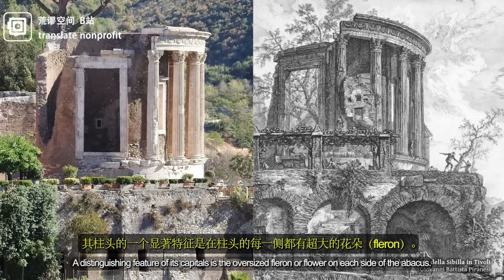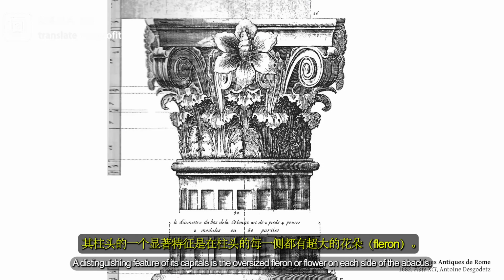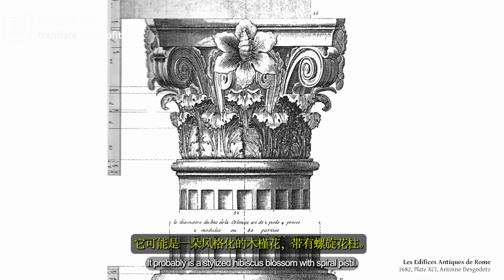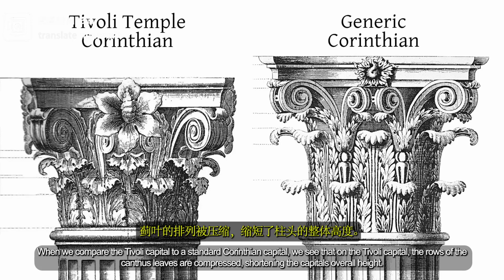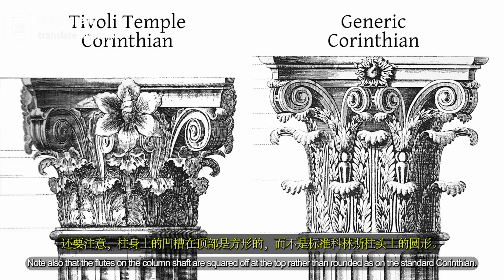A distinguishing feature of its capitals is the oversized fleuron or flower on each side of the abacus. It probably is a stylized hibiscus blossom with spiral pistil. When we compare the Tivoli capital to a standard Corinthian capital, we see that on the Tivoli capital, the rows of acanthus leaves are compressed, shortening the capital's overall height. Note also that the flutes on the column shaft are squared off at the top rather than rounded as on the standard Corinthian.